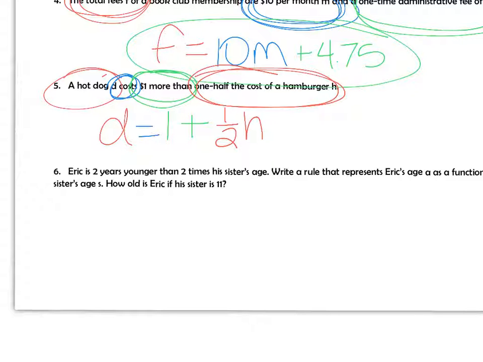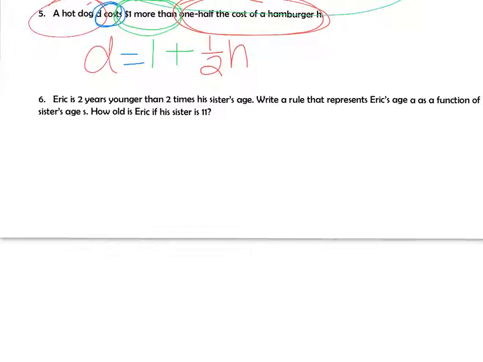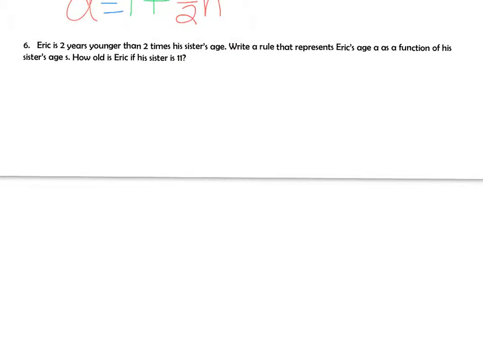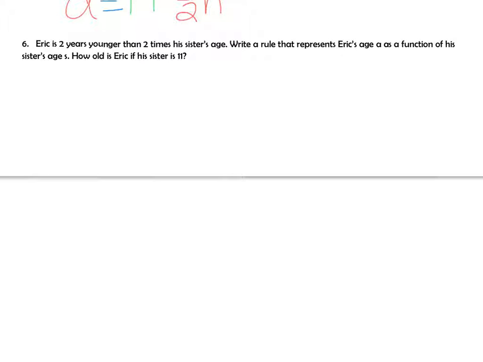Okay, and then number 6 down here. This is going to ask me to do one extra thing in addition to writing the equation. So writing my function rule. First off, it says Eric is 2 years younger than 2 times his sister's age. Write a rule that represents Eric's age as a function of his sister's age, S. How old is Eric if his sister is 11? Okay, so first of all, we've got Eric's age, which I don't think they tell you, but sorry, it does tell me. Eric's age A tells me right here.